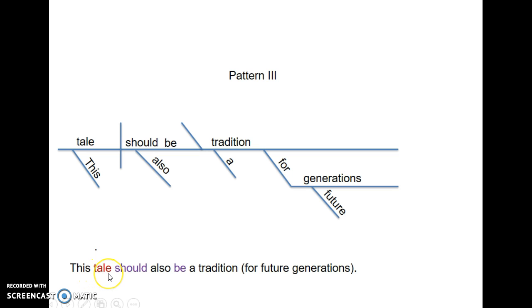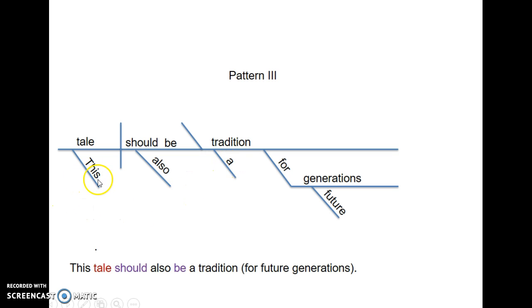In this sentence, we have tale as our subject. We have two verbs. Our helping verb is should. The main verb is be. And then we have tradition following, a noun plus a prepositional phrase. So we have subject, tale, should be our verbs, with the main verb being the be, and a noun, tradition, as the subjective complement. So that makes this one another pattern 3.